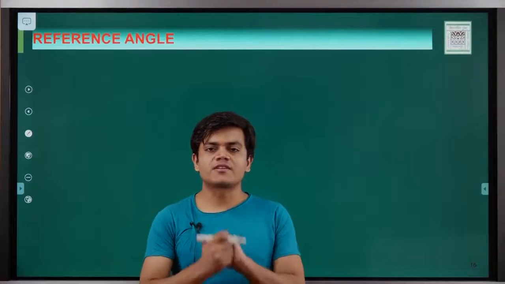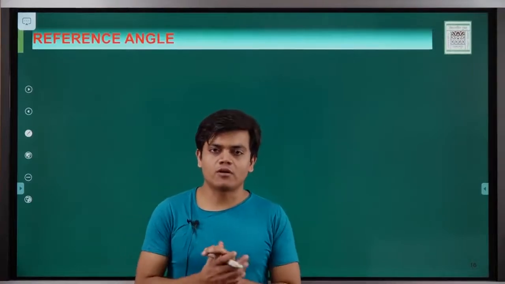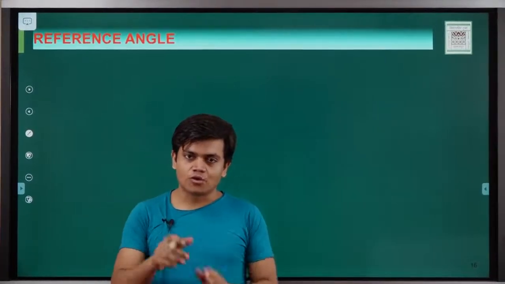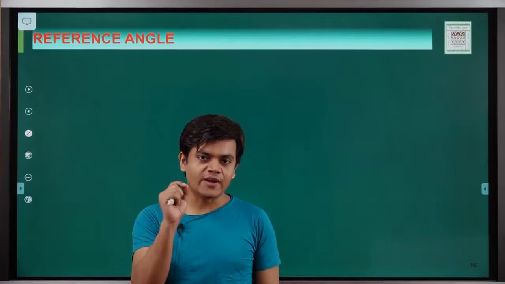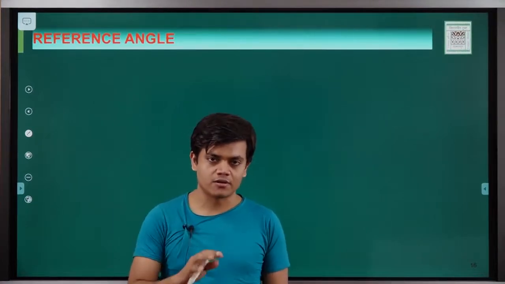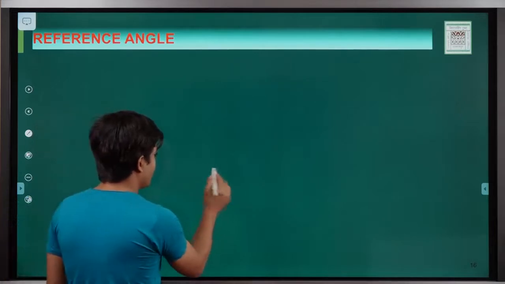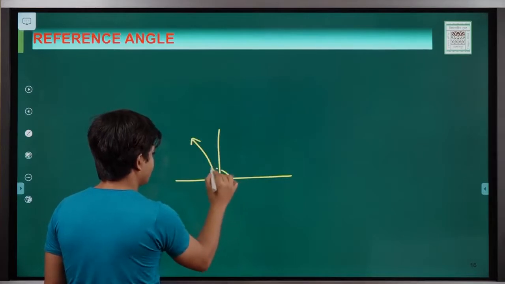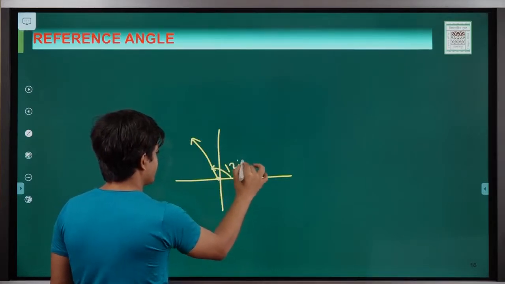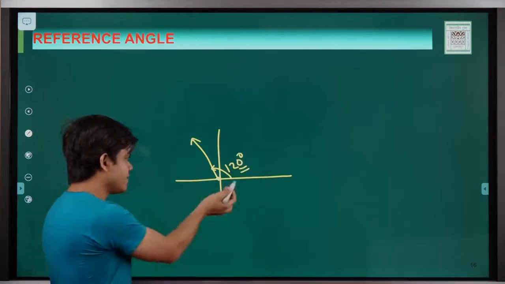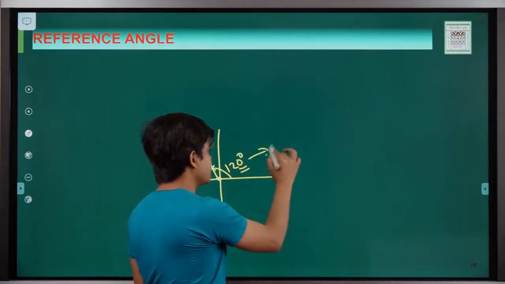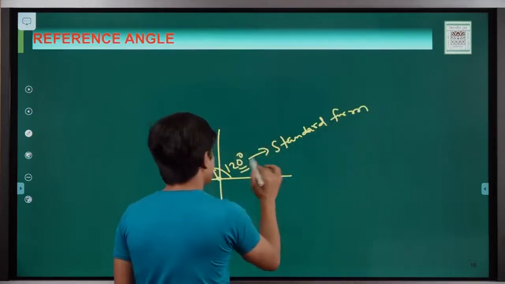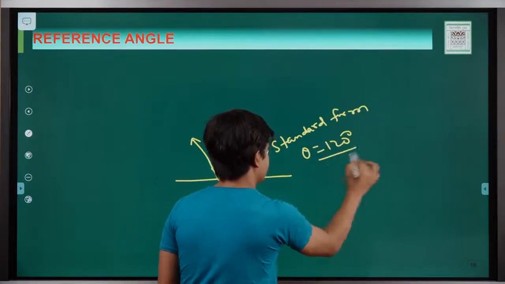So now we are going to discuss reference angles. Okay, so first of all, to define the reference angle, think we have an angle in standard position. The given angle is the angle in the standard position. So think if we have this angle, and let's say it is 120 degree, and this is in its standard form. So this is theta equals 120 degree in its standard form.